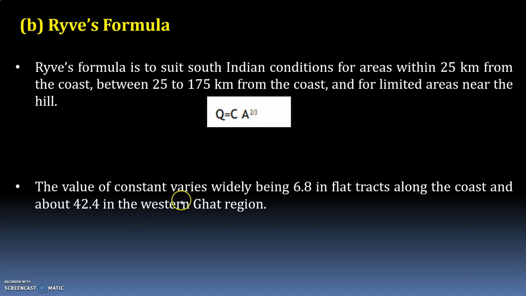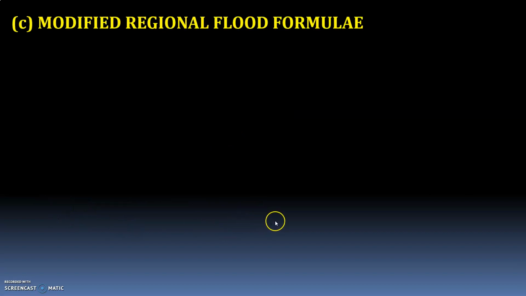The value of the constant varies widely, being 6.8 in flat tracts along the coast and about 42.4 in the Western Ghat region. So this regression constant is 6.8 for flat areas and along the coast, and about 42.4 in the Western Ghat region.